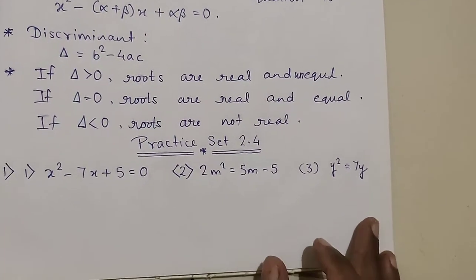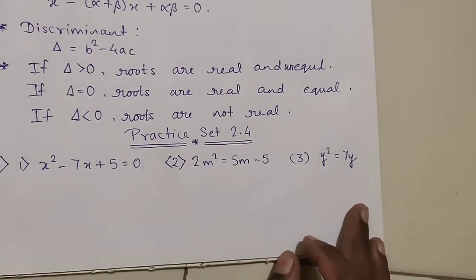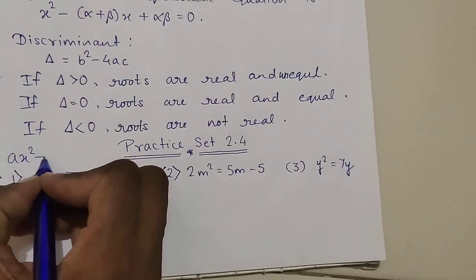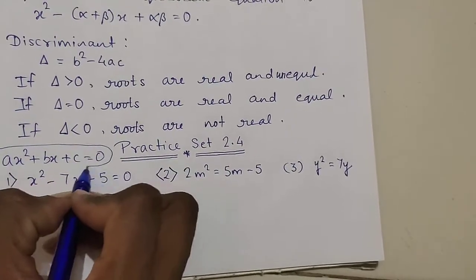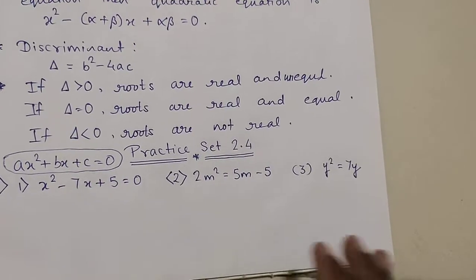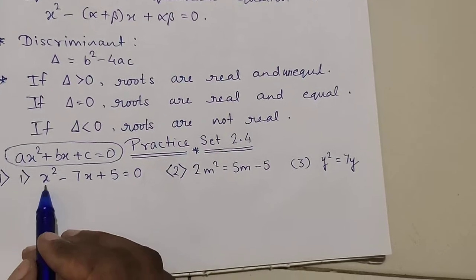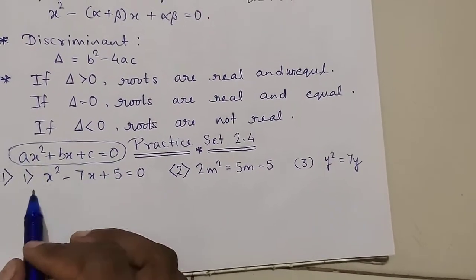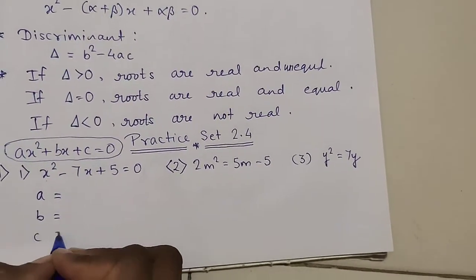First question. Your question is, compare the given quadratic equations to the general form. You know what the general form is? The general form is ax square plus bx plus c equals 0. So you have to compare your equation with this equation, and after comparing you have to write the values of a, b and c. In your first question, the equation is already in standard form, so we can directly write our a value, b value and c value.